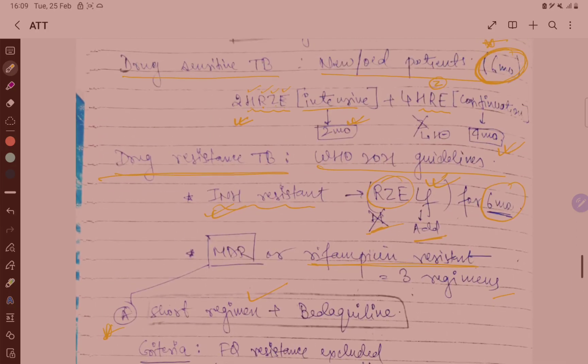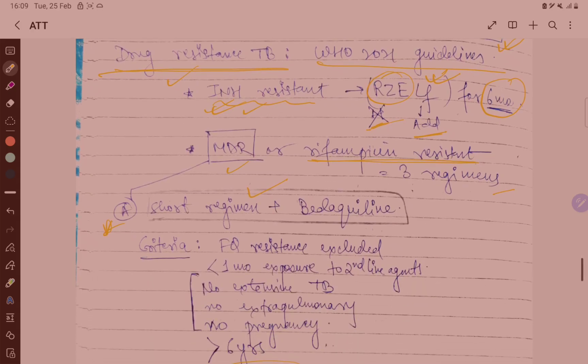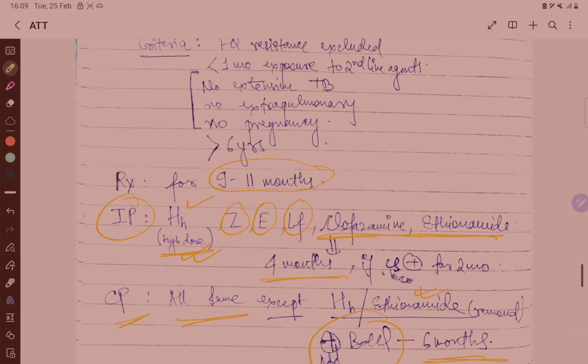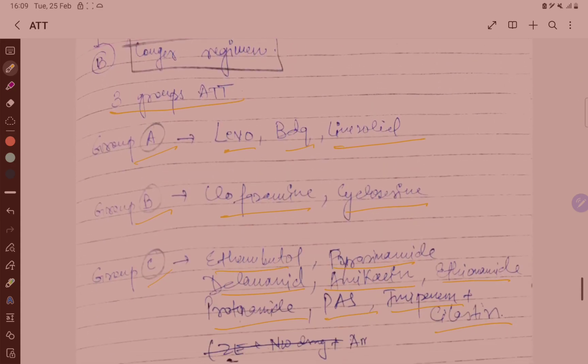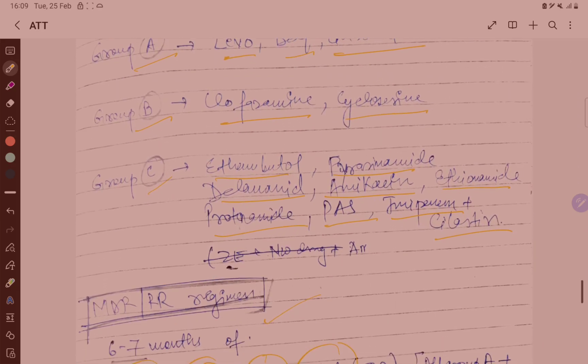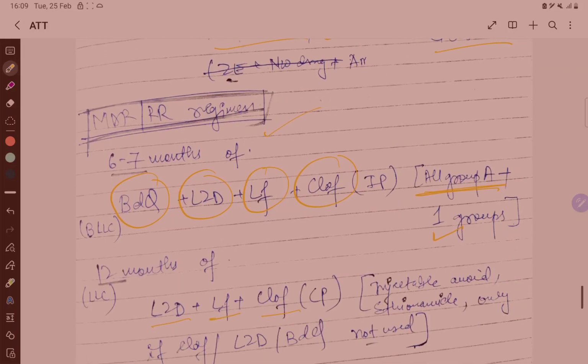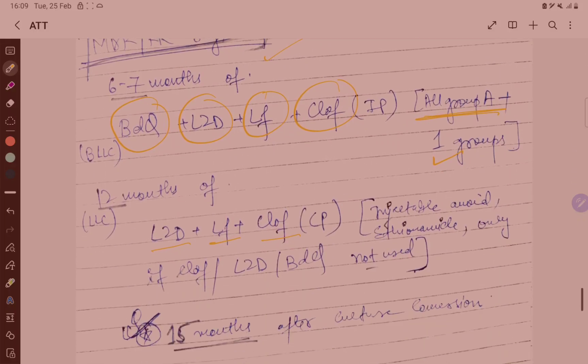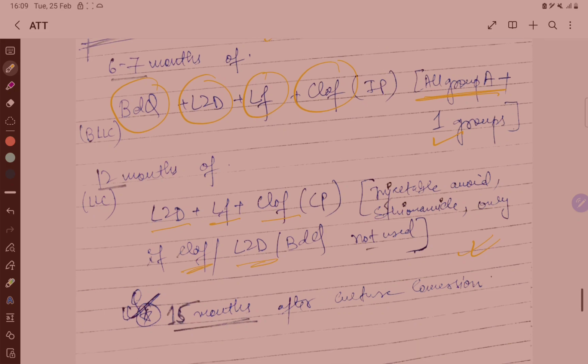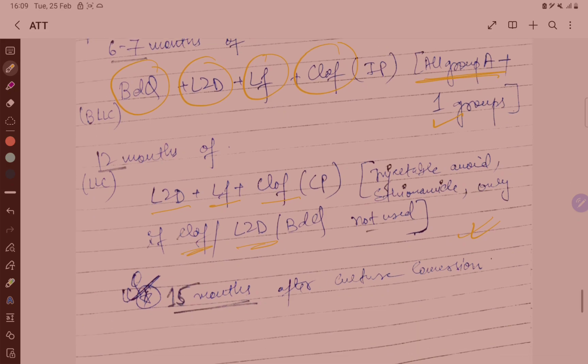So in drug sensitive, what we give; in drug resistance, what we give; in INH resistance, what we give; in MDR rifampicin resistance, we give this one. Most commonly we give this part. The longer regimen we divide into 3 groups, and it's a bit complicated, but while practicing, doctors actually forget the new regimens and all.